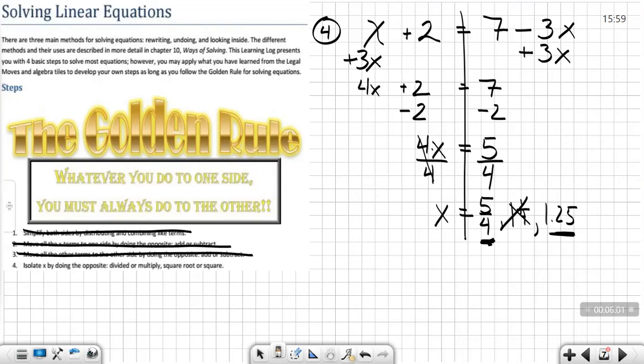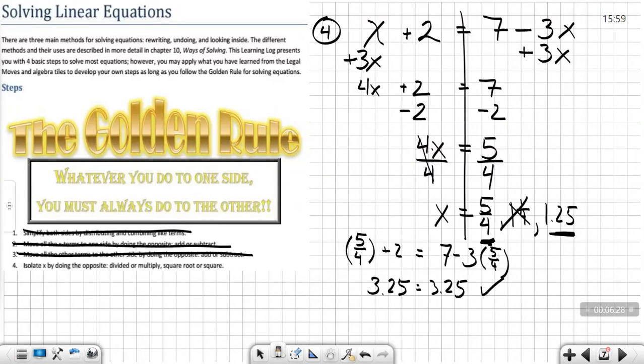All right, let's take a look. Now, is this my solution? Plugging it back in, you could do the decimal or the fraction there. I'm going to do 5/4 plus 2. Does it equal 7 minus 3 times 5/4? All right, and if you plug that into your calculator, you're going to get 3.25 equals 3.25, and that is true on both sides.